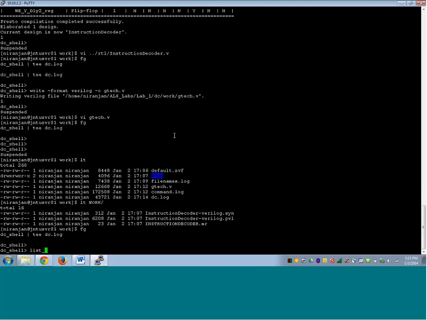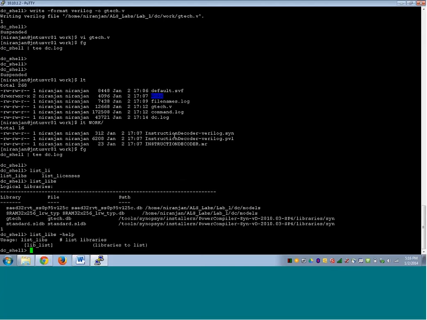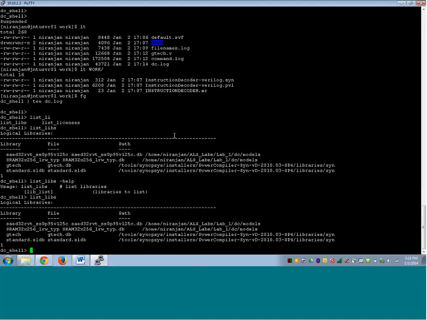The first command is list underscore libs. It tells us what options are available. You can either want a particular library to be listed, or if you issue this command, it will give you all the libraries that are loaded. Library name is this, this is the file, and this is the path. So standard cell is loaded, memory is loaded, GTECH is loaded. GTECH is part of the tool. It is not something that any technology library will provide you. It is included in the Design Compiler tool, and so is standard.sldb. Standard.sldb is a list of symbols that are used to show you the block diagram when you use the GUI mode.